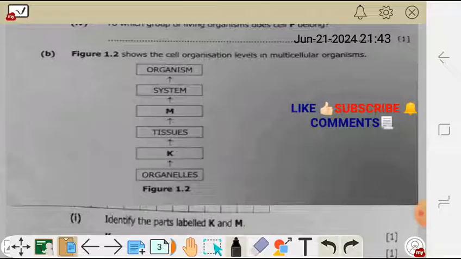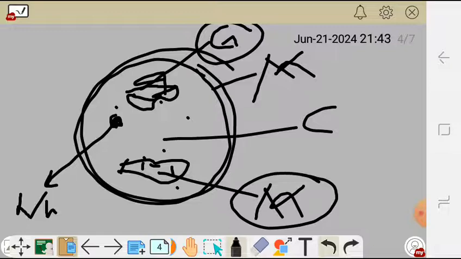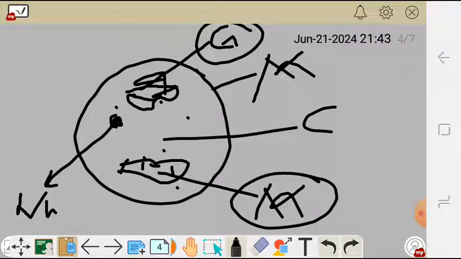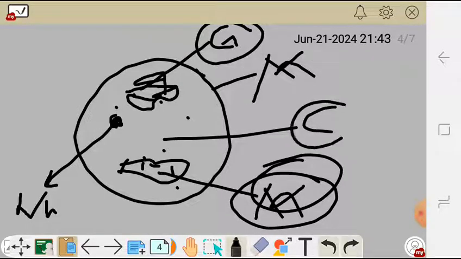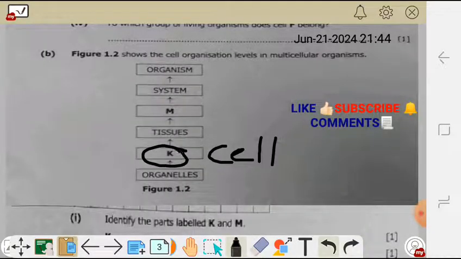So organelles, they'll come together and they'll form K. So K in this case is what we call a cell. Here I drew this structure of a cell with organelles inside. So those organelles, the mitochondria, the Golgi apparatus, the cell membrane, the cytoplasm, the nucleus, have come together and they form a cell. So here K is a cell.